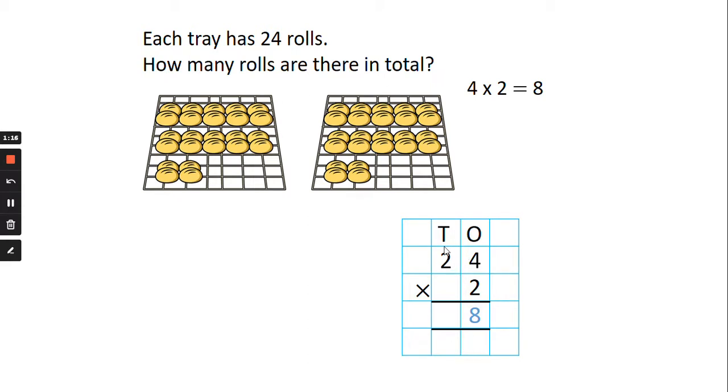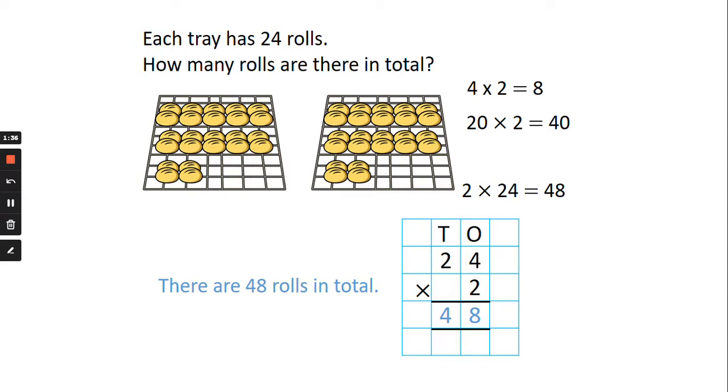Then we're going to calculate 20 times by 2. 20 times by 2 is 40. So we have 4 tens, 40, and we're going to put that in the tens column. That shows us 2 times 24 equals 48. There are 48 rolls in total. I would like you to look closely at our short multiplication and see how we have one number in each column. One square, one number. That is really important for the next part of our lesson.